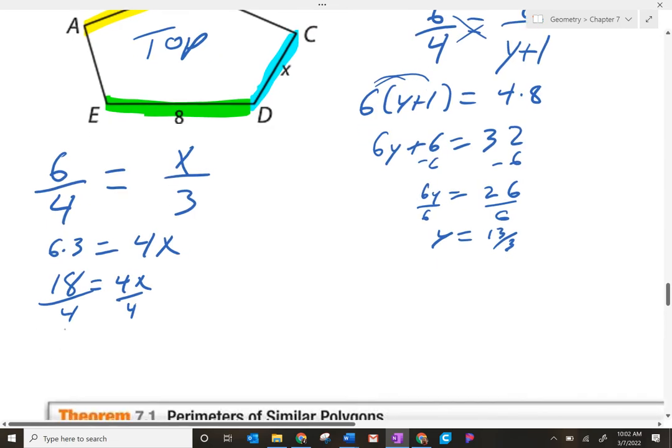I should get 18 divided by 4. If I wanted to simplify it down, it could be 9 over 2, or I could say 4.5. And that's going to equal x. So I could have x equals that, or I could say x equals 4.5. Either one's good.